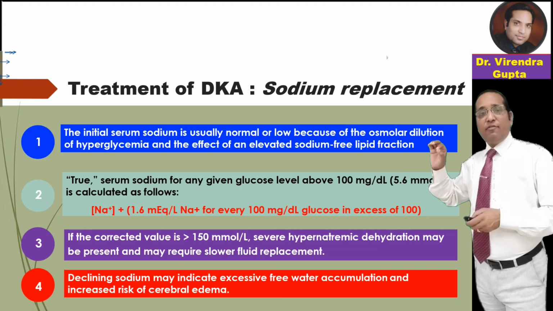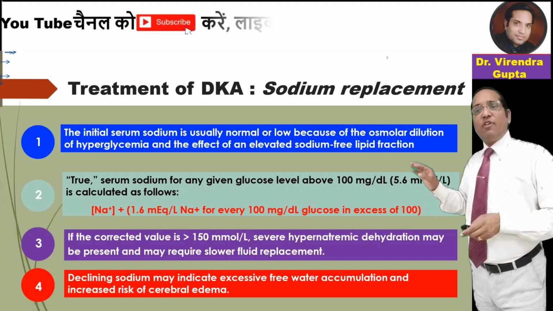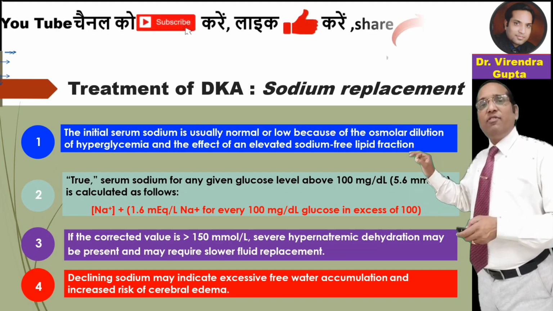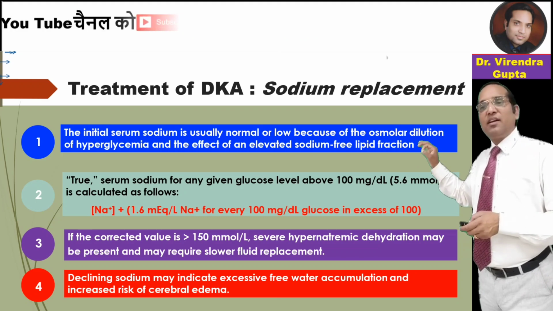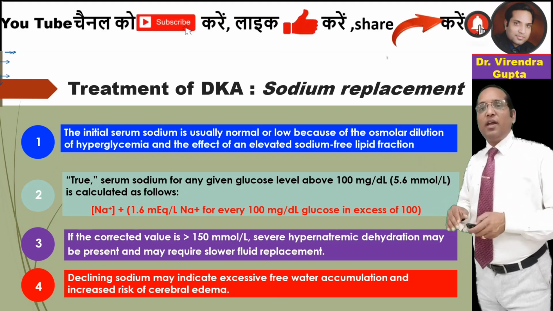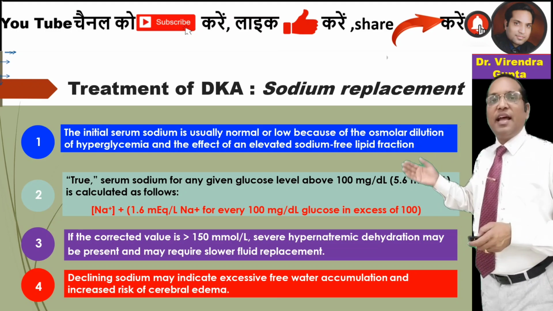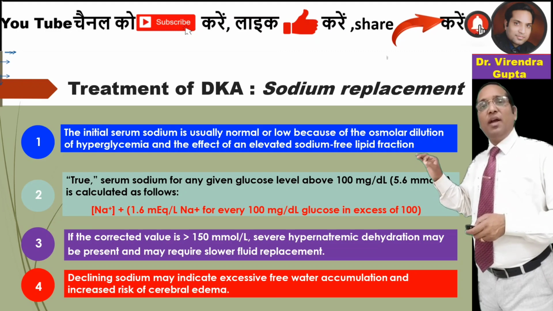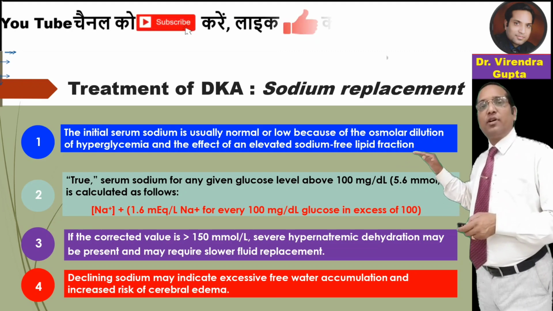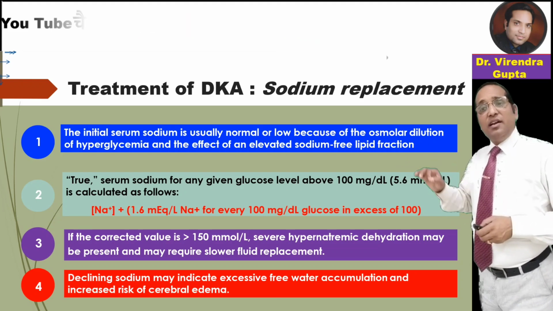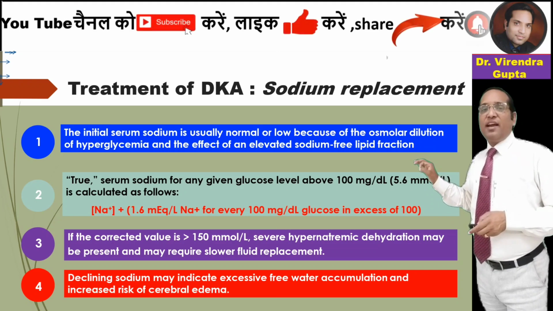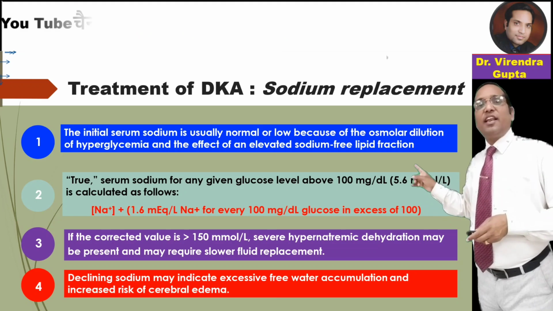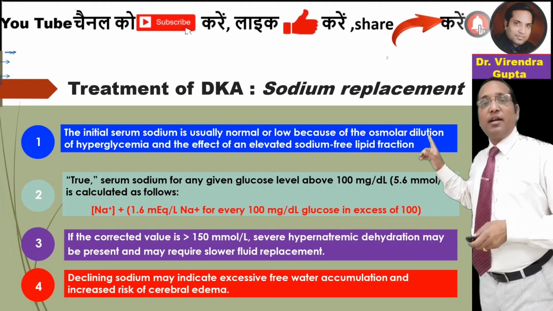So guys, if the corrected value of the sodium is more than 150 millimole per liter, it should be suspected as severe hypernatremic dehydration, and it should be treated as severe diabetic ketoacidosis and may require extracellular fluid replacement. Guys, declining sodium may indicate excessive free water accumulation, which increases the cerebral edema risk.